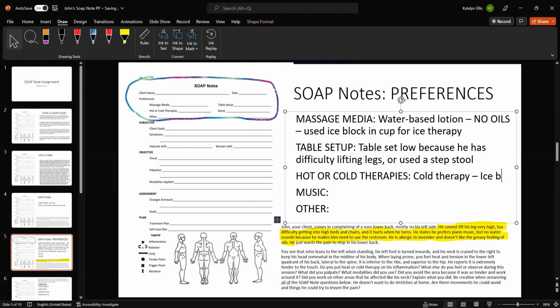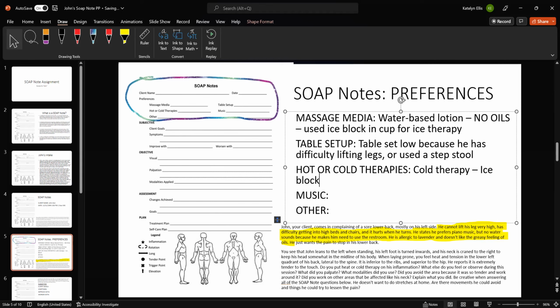And in fact, I used my special ice block, and you can call things certain things in your office. A lot of times we called hydroculator packs just the hot pad, and we would all know what it was. So I'm going to call my ice cup therapy just my ice block. Music. He says he prefers piano music, but no water sounds because it makes him need to use the restroom.